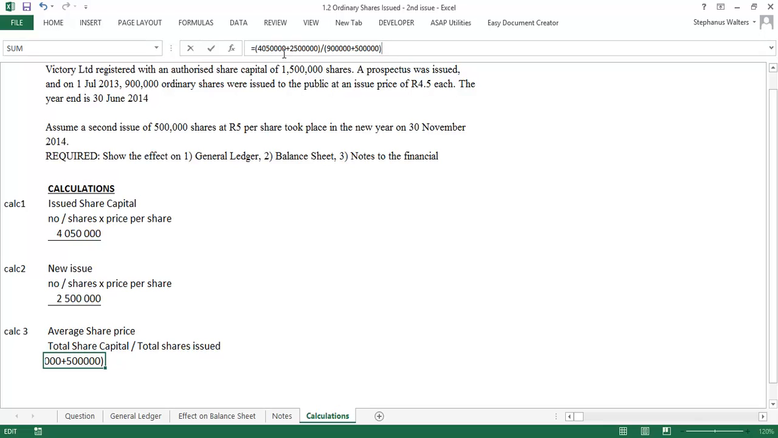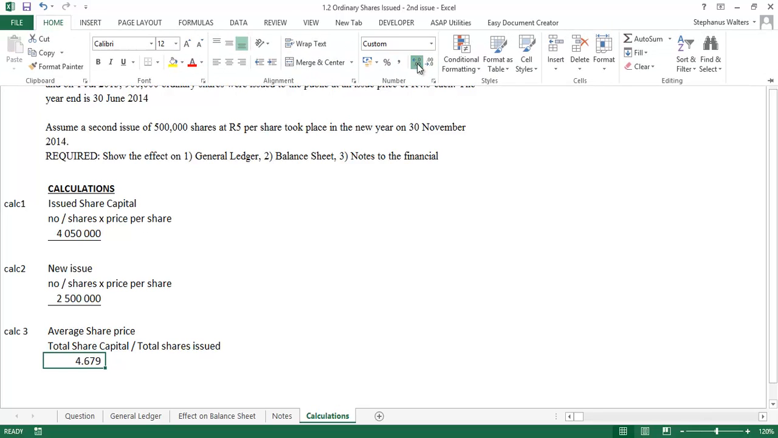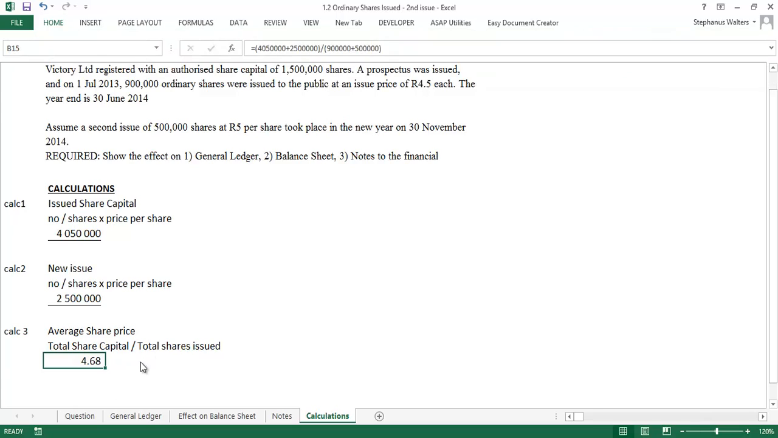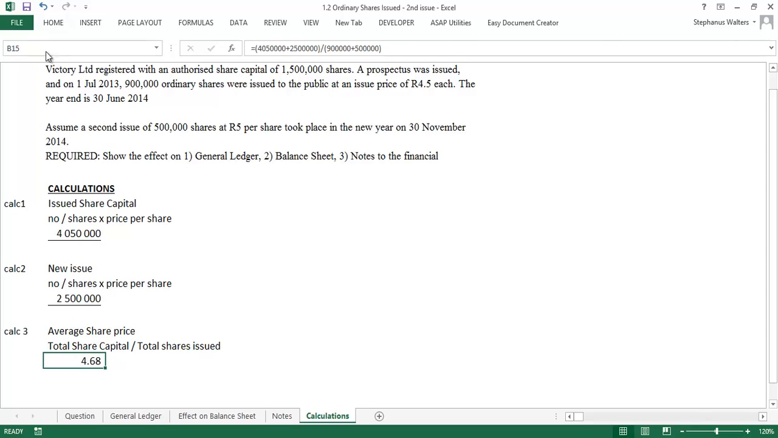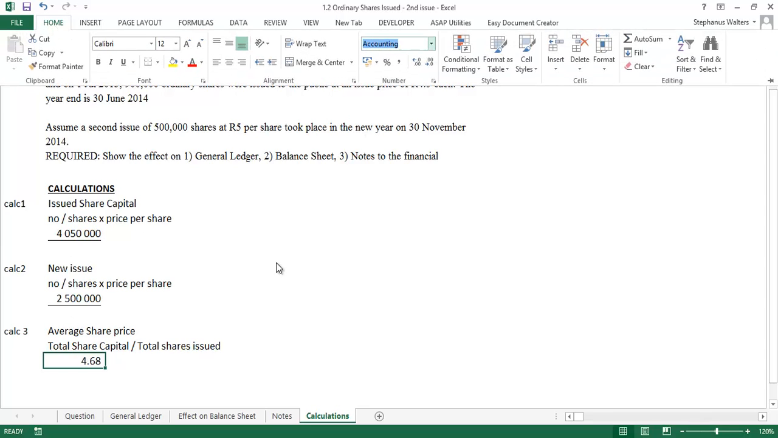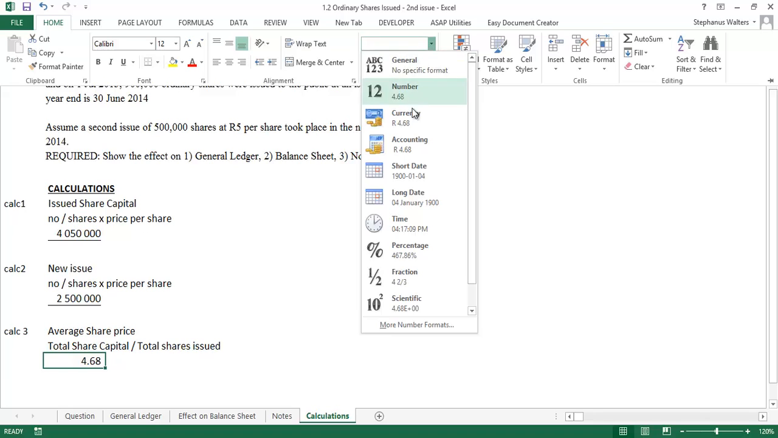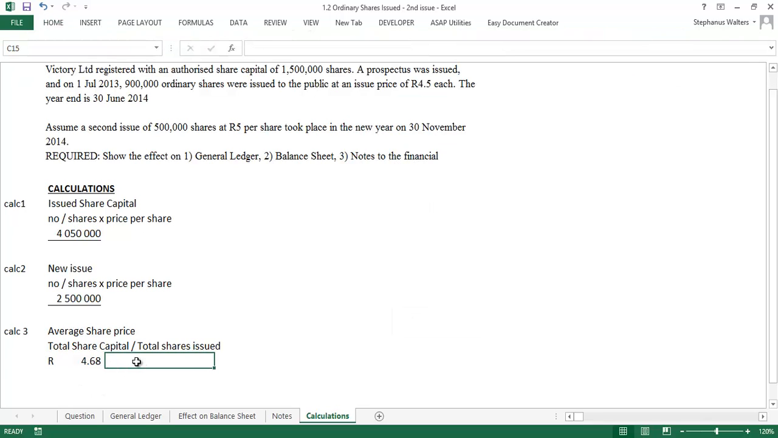Okay, always remember to show your calculations so that you can get part marks should you go wrong somewhere. Okay, and if we hit enter, that's going to calculate for us, and that gives us the answer of, let's just double check this. There we go, you can round to 2 decimal places, and you'll get a final answer of 4.68 Rand. This is going to be Rand per share. 4.68 Rand per share. That's my average issue price. Perfect.